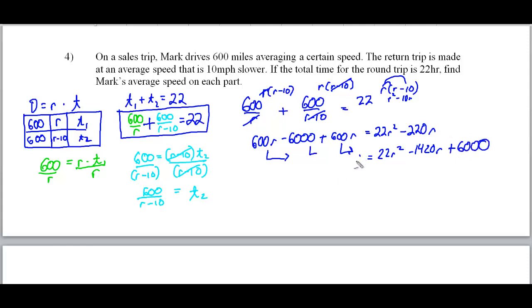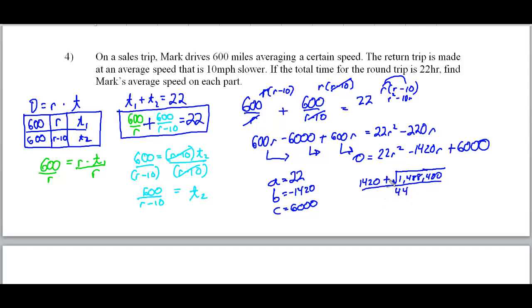And now I'm all set up, since this is equal to 0 and I moved all three of my parts over to the right. I am now set up to use my quadratic formula. A is 22, B is negative 1,420, and C is 6,000, which means I've got negative B plus or minus the square root, and in this case the square root turns out to be 1,488,400, all divided by 2a, which is 44.